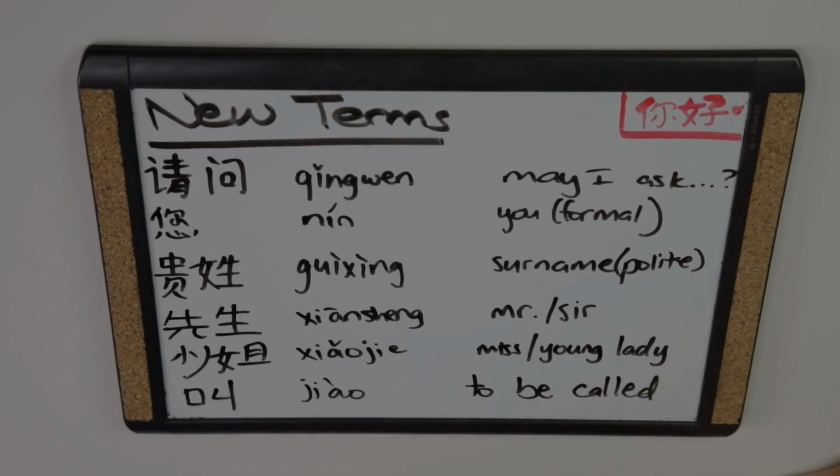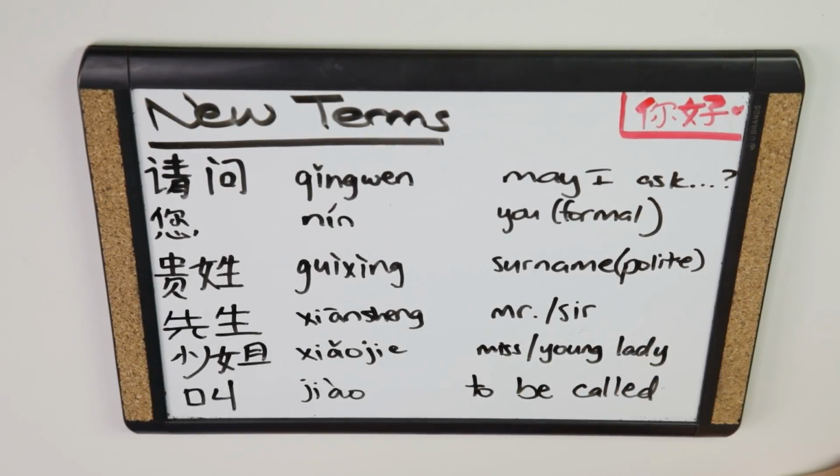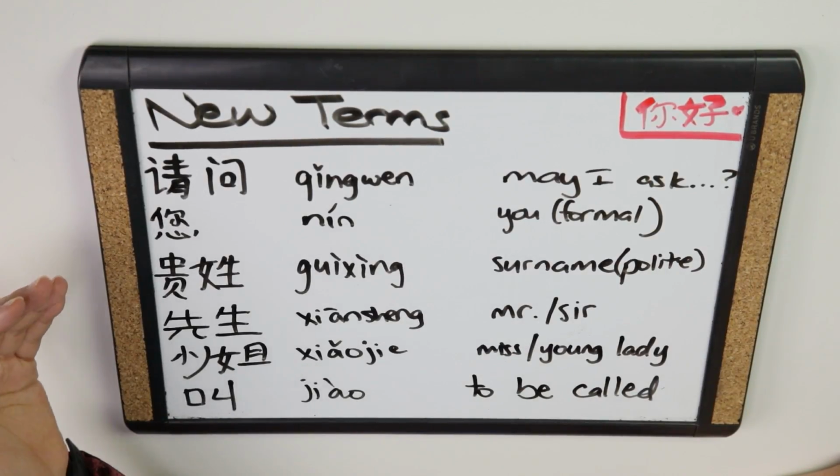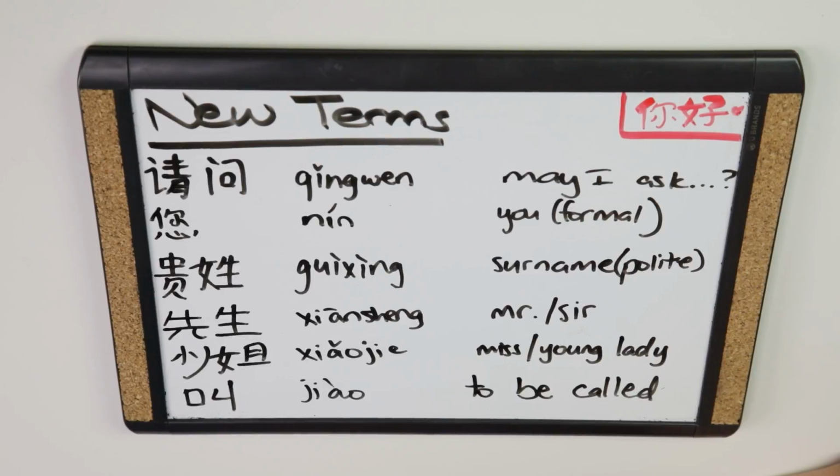My name is Vanessa, and welcome back to Lesson 9 on Learning Mandarin. In today's lesson, we will learn how to ask what is your name and how to answer. Before we are able to ask the question and answer, first we must get to know these new terms. So let's go over them real quick.